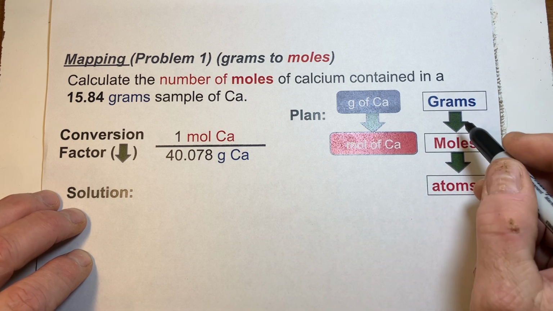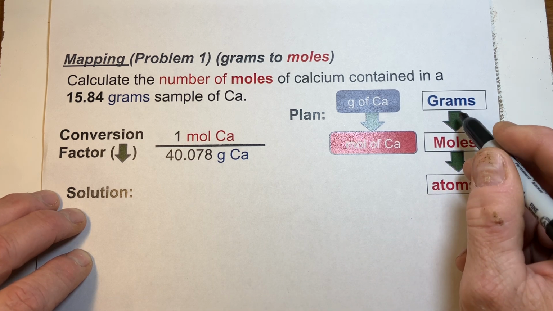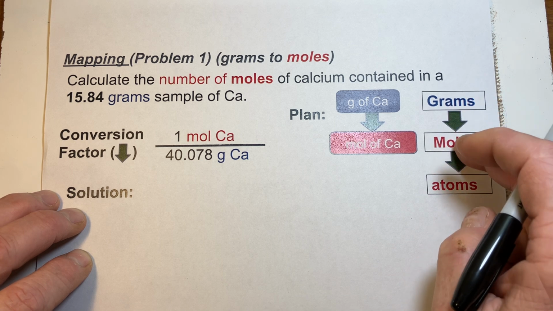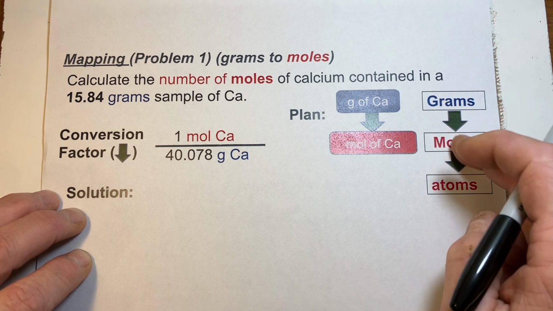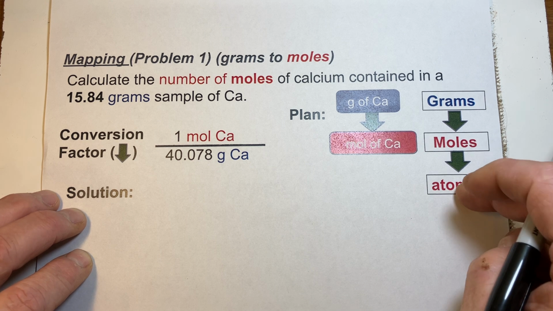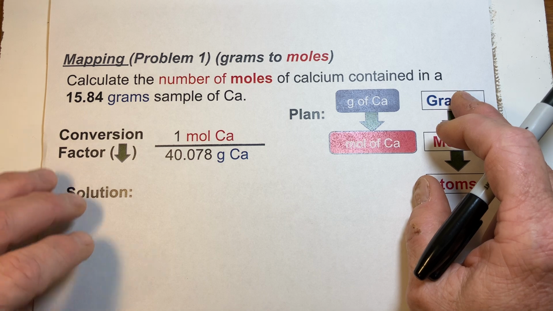So to do that, what I have is a little guide on the right here. We're always going to remember that we have to think of it in sort of a pathway. We can go from grams to moles to atoms as our pathway, or we can go atoms to moles to grams. It just depends on the question.